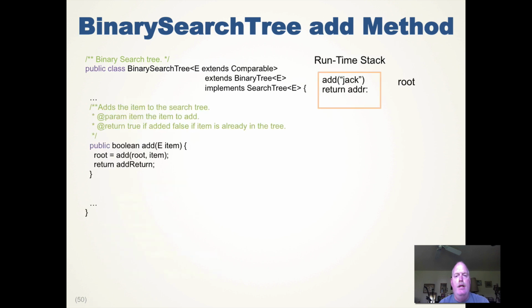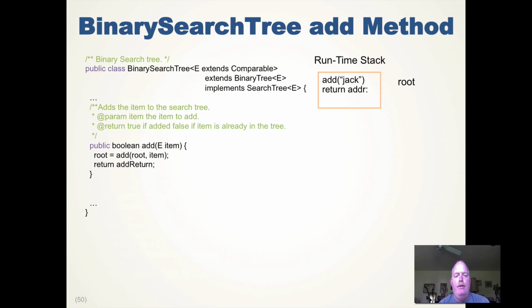So let's look at how we can add items to the search tree. This is a more complicated method, so I've added the runtime stack to help visualize what's going on. And to the right of that, we have the root and the tree structure that we're going to be building. So let's add Jack to the tree.